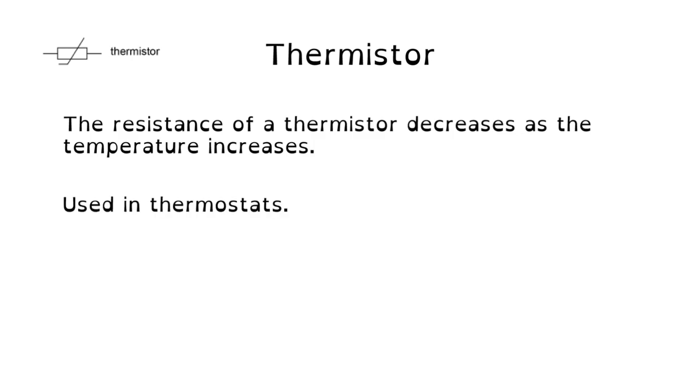So a use of a thermistor would be in a thermostat. So you find a thermostat in your home where you can control the temperature. So then by changing the dial on the wall at home, that will then turn the heating on or off dependent on the temperature of the room.